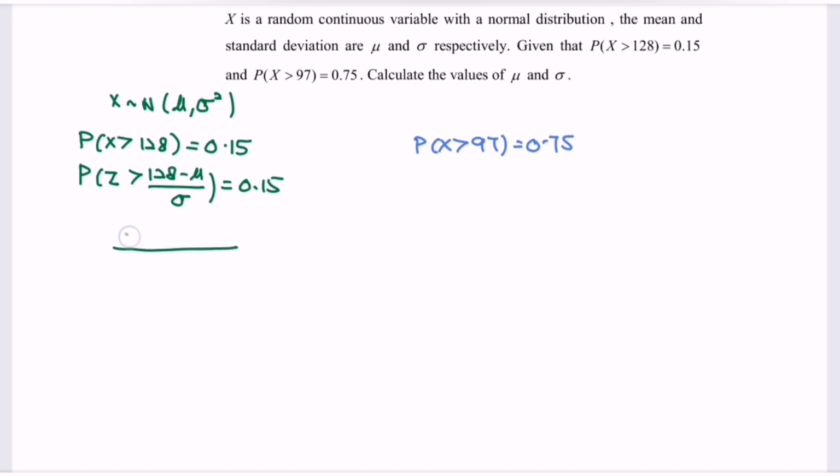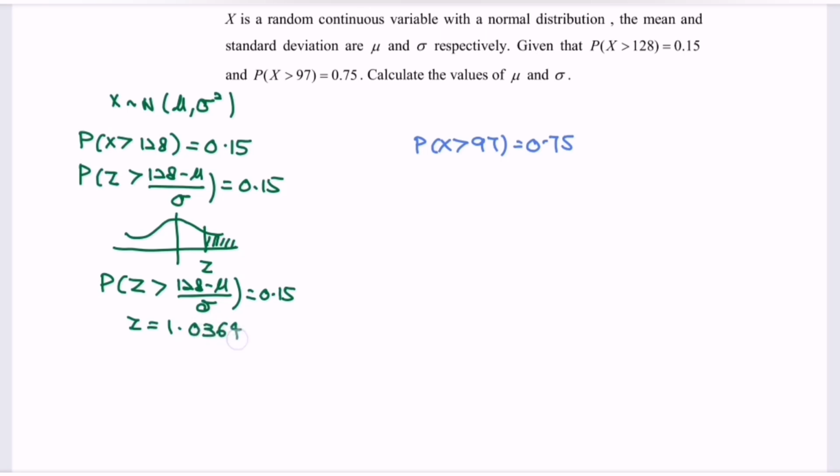So kindly refer to the diagram. As we all know, Z is located on the right hand side and here will be the shaded region. So the formula will be the same: Z greater than 128 minus mu over the standard deviation equals 0.15. So kindly refer to the table and we notice that for the probability 0.15, Z is equal to 1.0364. So 128 minus mu is equal to 1.0364 sigma, or we can state the standard deviation, and we name it as the first equation.